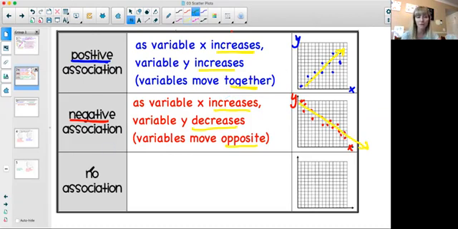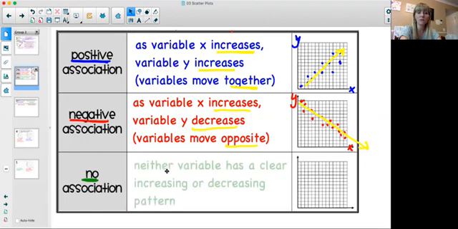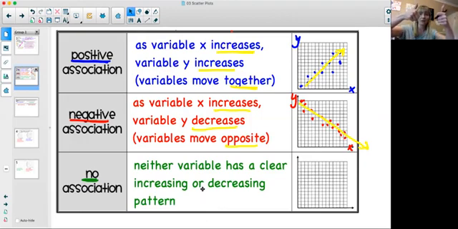Sometimes we compare two variables and we see no association at all. That certainly happened with some of our two-way tables with categorical data. It's definitely going to happen with some numerical data too. You'll see some examples as we compare some things about stuff that doesn't seem to be related at all. So what's no association? Well, that would mean that neither variable has a clear increasing or decreasing pattern. Nothing's moving together, nothing's moving opposite. There's just no overall pattern at all.